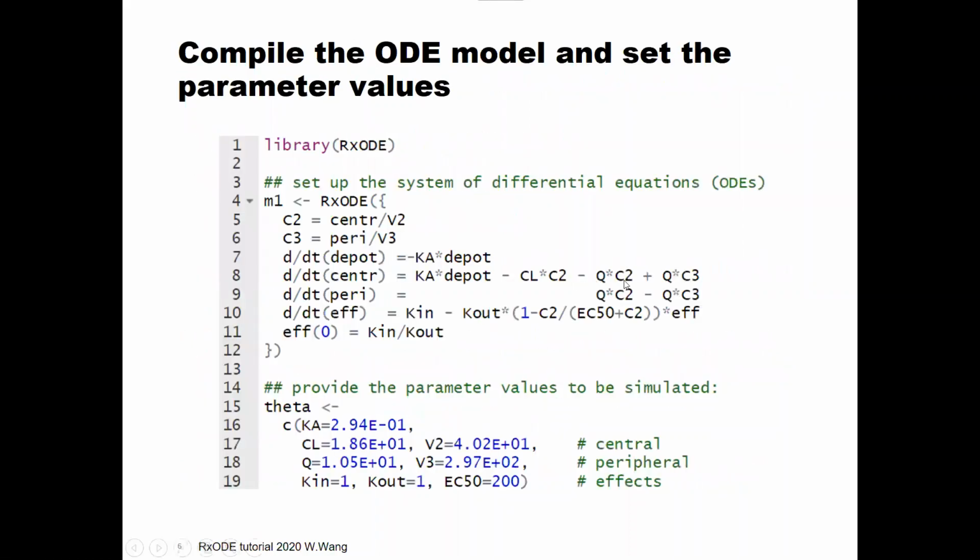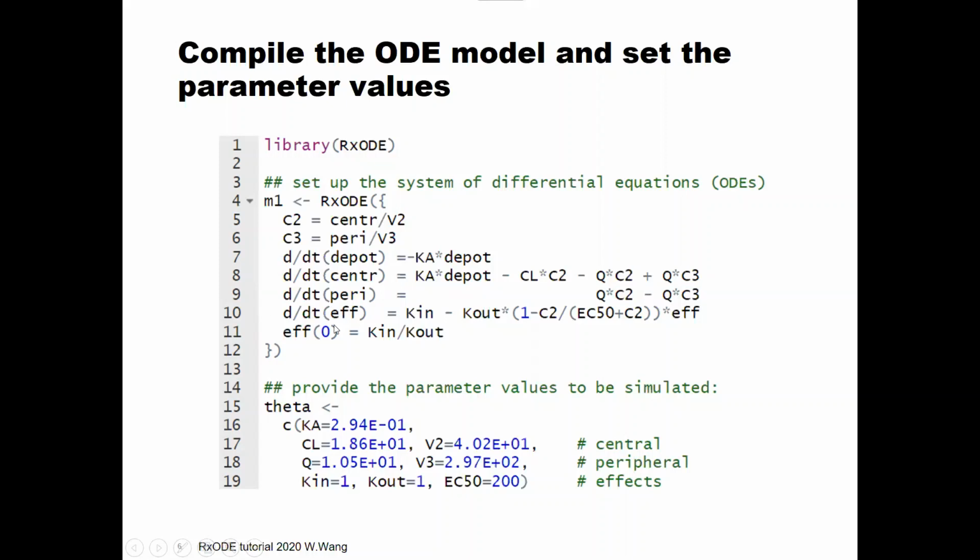So let's get into a little more detail of using RxODE. What you want to do is load up this library, RxODE, then within this function, RxODE, in curly brackets, you define your differential equations. In this example, I defined 4 compartments. One is called depot, the other one is called center, yet another one is called peri, which stands for peripheral, and the 4th one is defined as EFF.